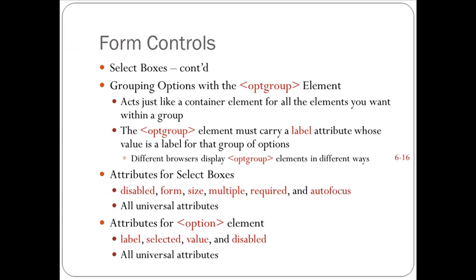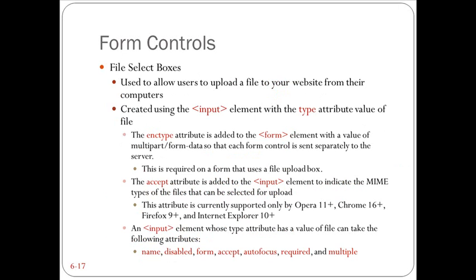Attributes for select boxes can be disabled, form, size, multiple, required, autofocus, and all the universal attributes that we talked about. And then for the option, you could use the label, and you saw that being used when we have the option group, selected, value, and disabled, as well as all the universal attributes.